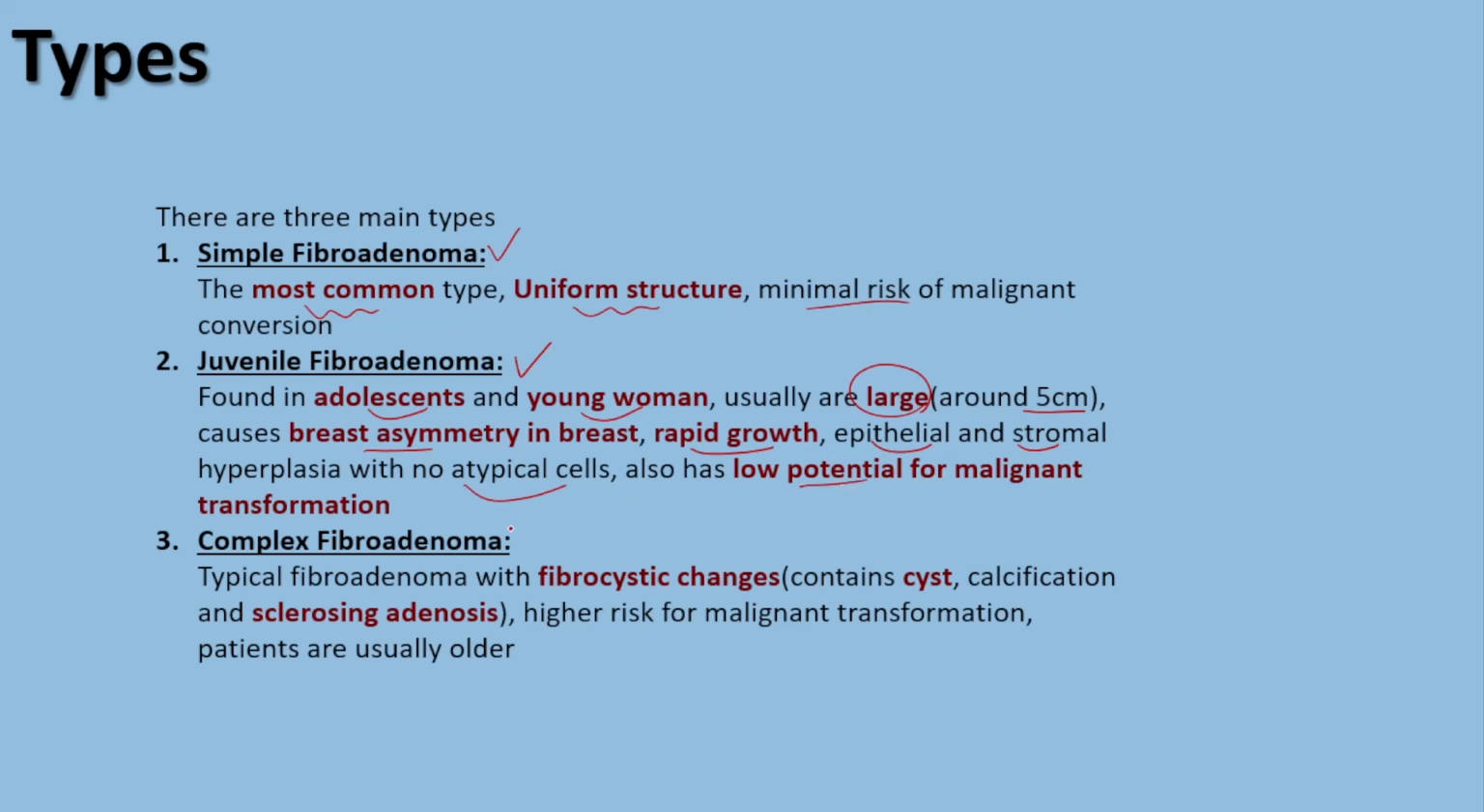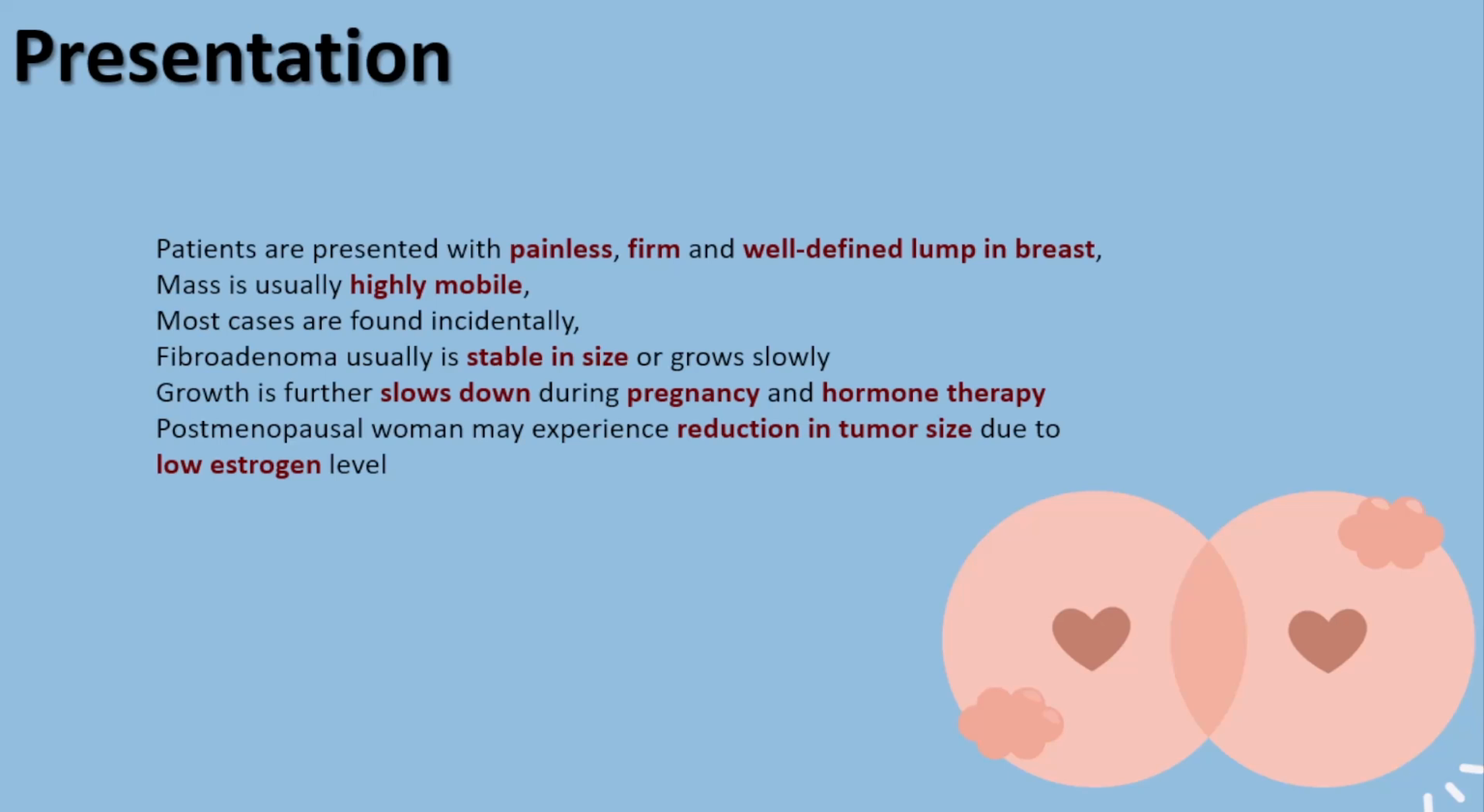Another type, which is probably the most dangerous type of fibroadenoma, is a complex fibroadenoma, which has typical fibroadenoma, stromal and epithelial hyperplasia with fibrocystic changes. And when we have fibrocystic changes, the changes are going to involve cyst, calcification, sclerosing adenosis, and this type of tumor has a higher risk for malignant transformation, and it is usually happening in women who are older in age.